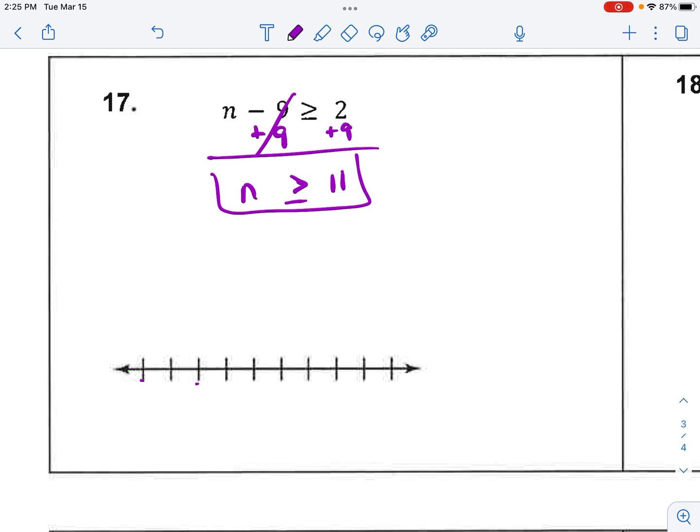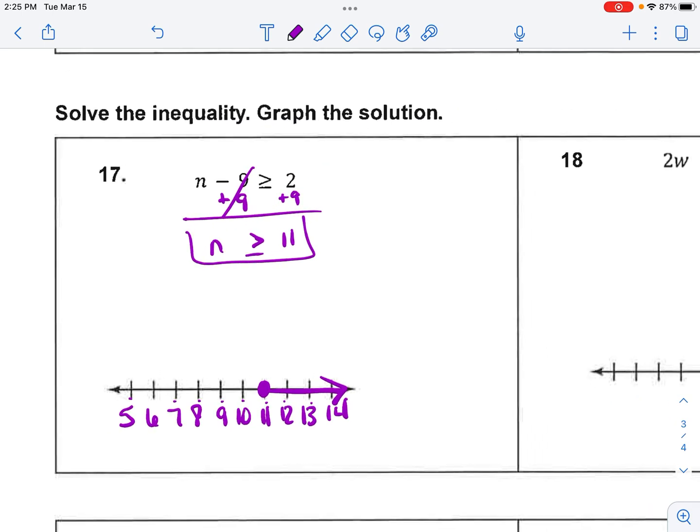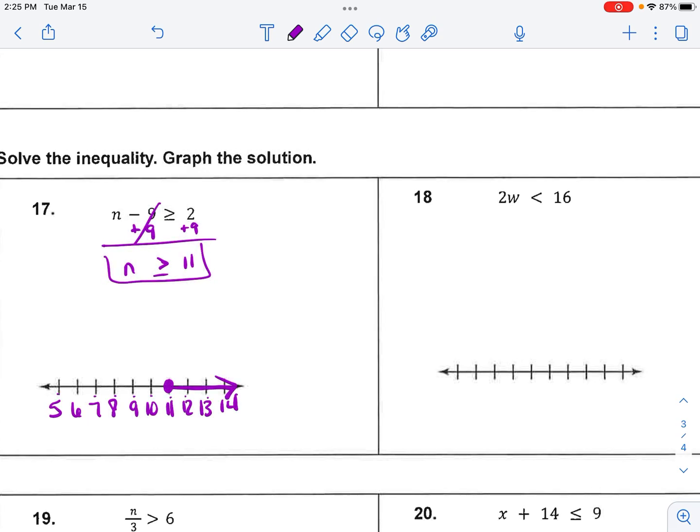I'm not going to get to 11 on here. 1, 2, 3, 4, 5, 6, 7, 8, 9, 10. I'm going to start at 5. All right, greater than or equal to is a closed circle. It could be 11, pointing to the right. All numbers greater than 11.